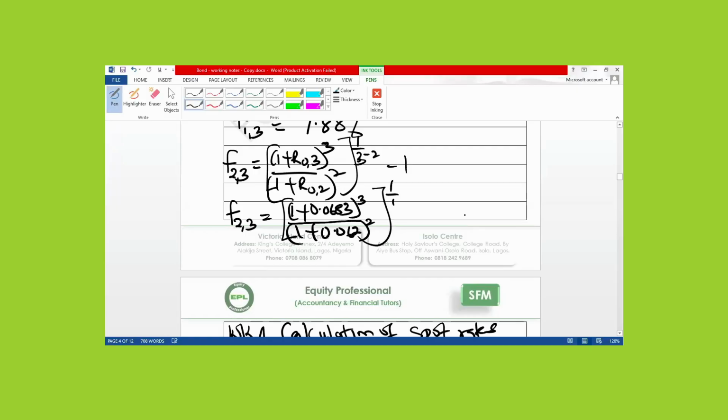1 over 3 minus 2. 1.0683 raised to power 3, divided by 1.062 raised to power 2, minus 1, is 0.081. That means my answer is 8.1%.